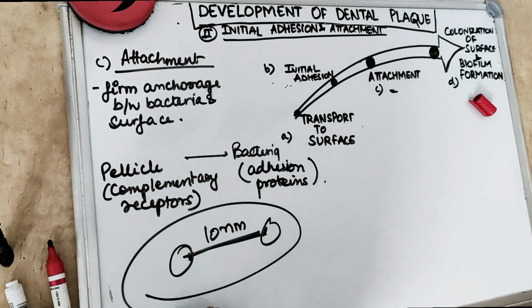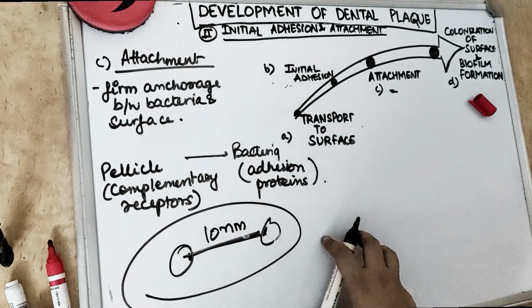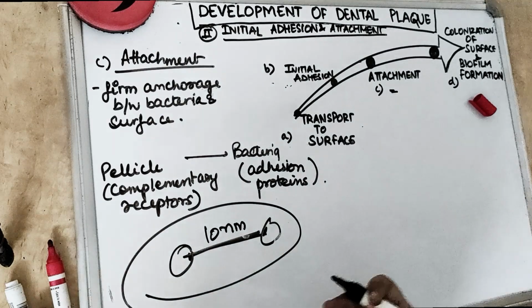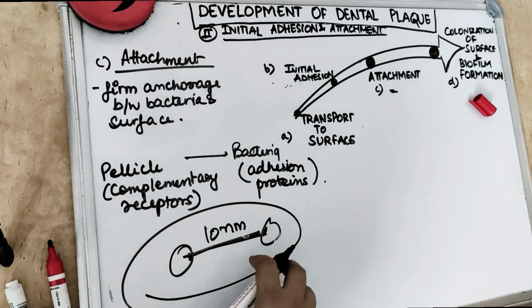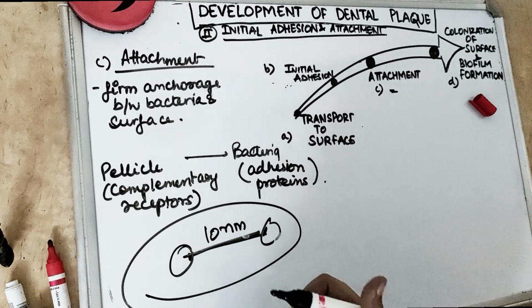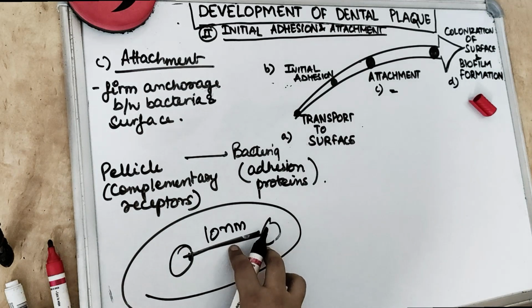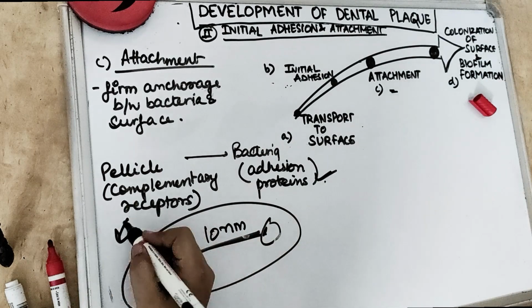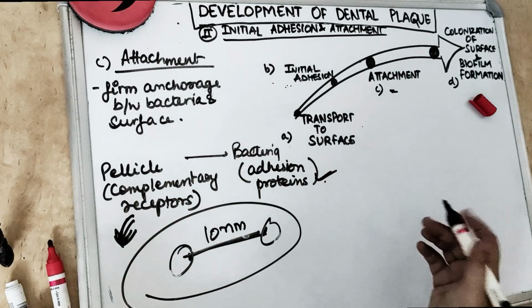So on the rough surface, there is attachment of the bacteria. There is a good attachment, a strong bonding on the rough surface compared with the smooth surface, because we all know that bacteria attach more on rough surfaces. There is an ionic bond, a close bond formed between these two bacteria, and there are receptors present on the surface. On the bacteria there are adhesion proteins, and on the pellicle there are complementary receptors, and they combine with each other and make a bond.